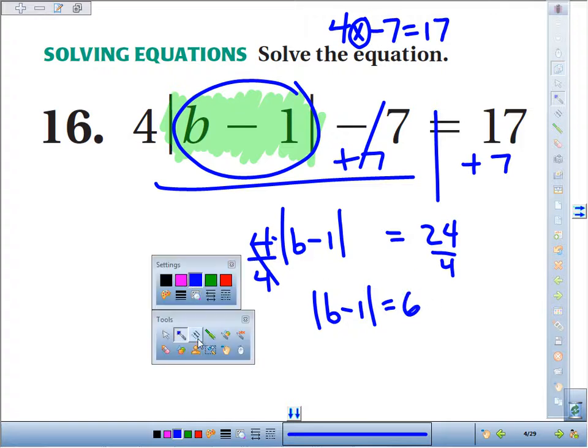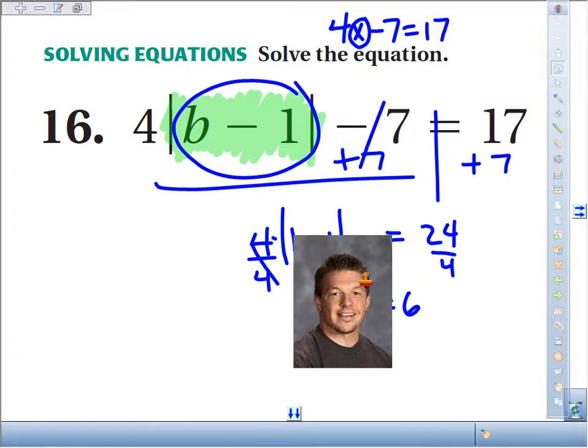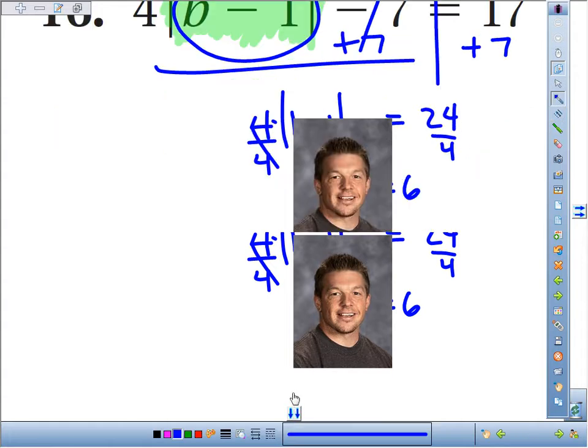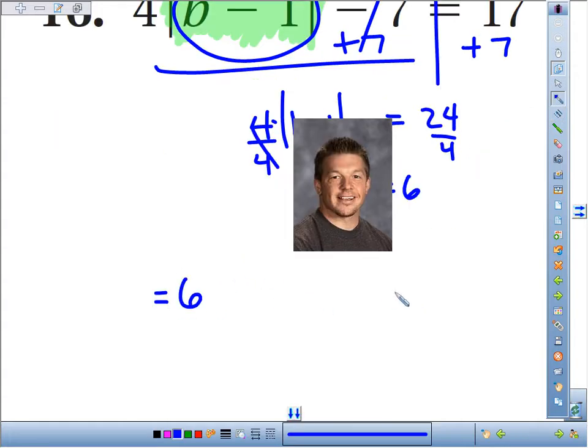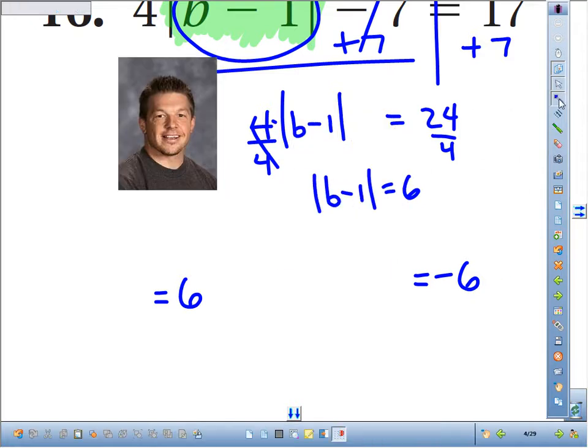Now is when you have to think, what does absolute value mean? It's distance from 0. So if Mr. Swenson is 6 from 0, where could he be? He could be at 6, or he could be at negative 6. But he's just a placeholder for b minus 1.